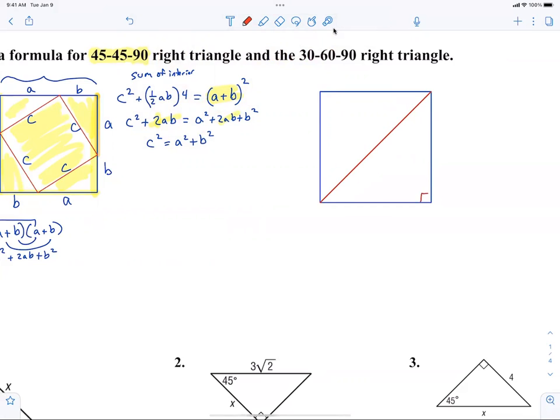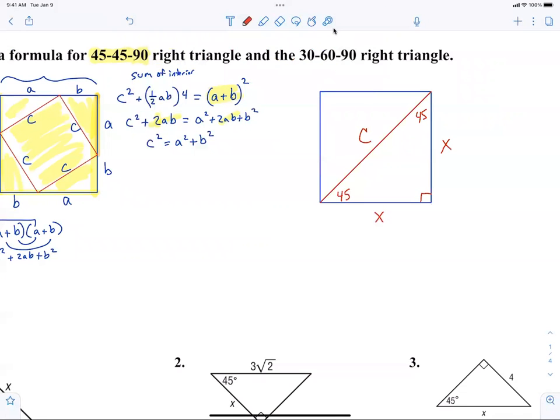This is still 90 degrees. Everybody agree with this? Does everybody understand this is a 45 degree? This is 45 degrees, right? So this length right here is X. I don't know what that is. So this over here is what? X. So I don't know what the hypotenuse is.